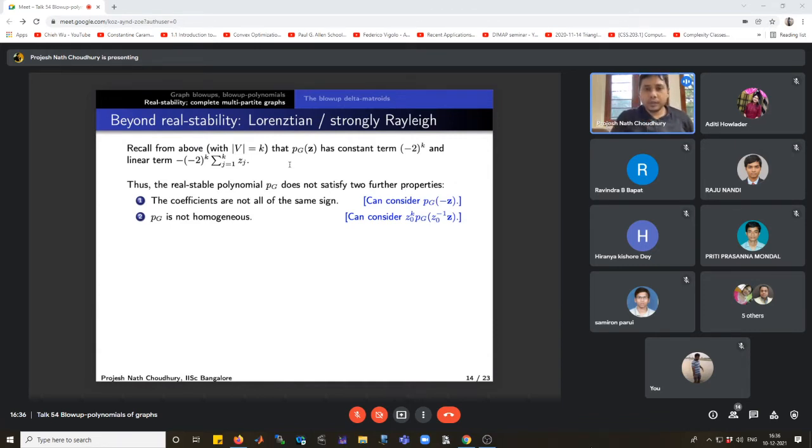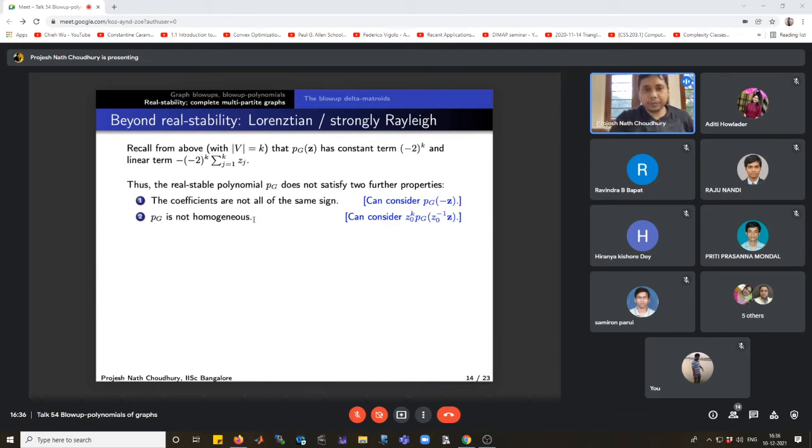The first one is that the coefficients of the linear and constant terms are of unequal sign. To bypass this, one can take p_G of minus z. So this will give the minus inside this quantity, and the linear and constant terms have equal sign. Now one must also check the higher order cubic and quadratic terms. Do those also have the same sign? Maybe they do, or may not.